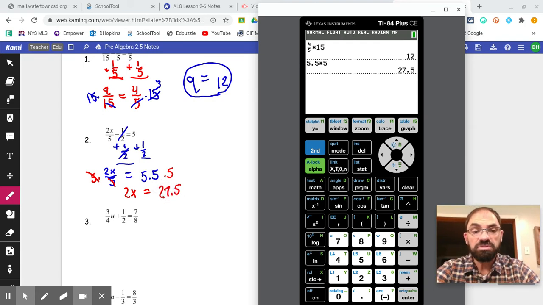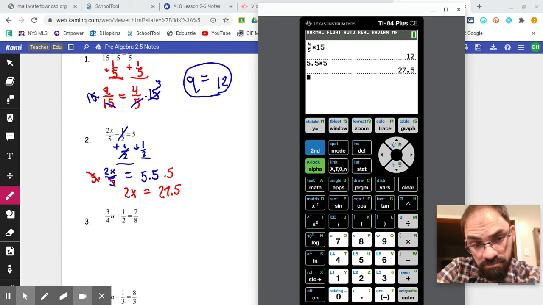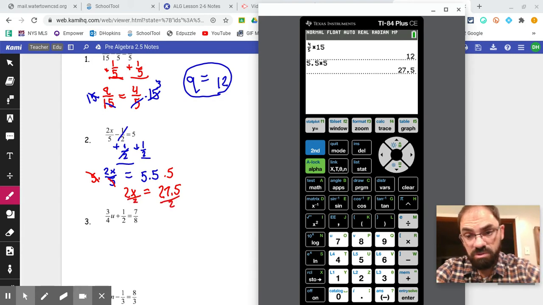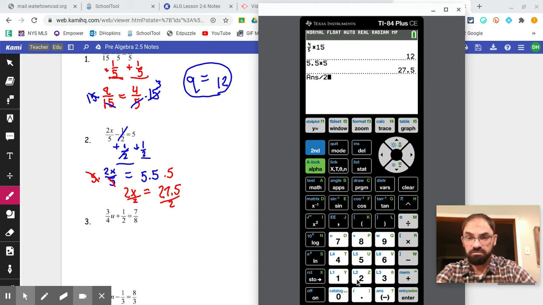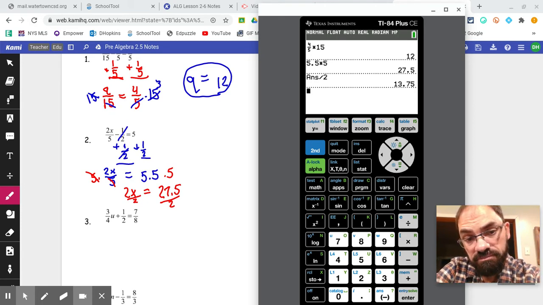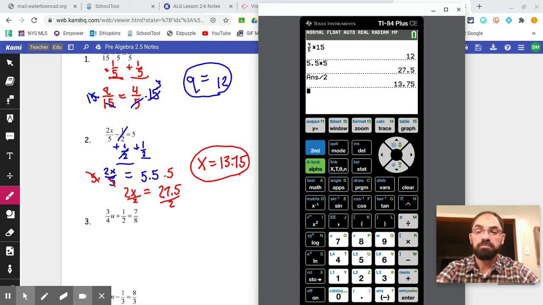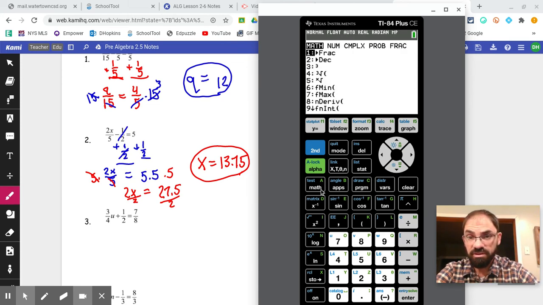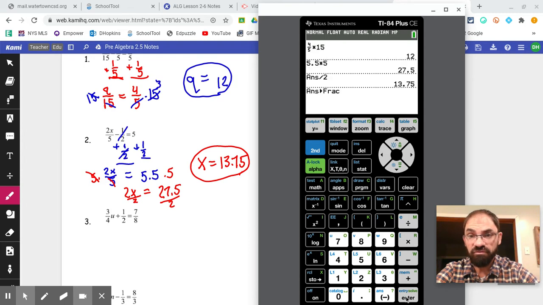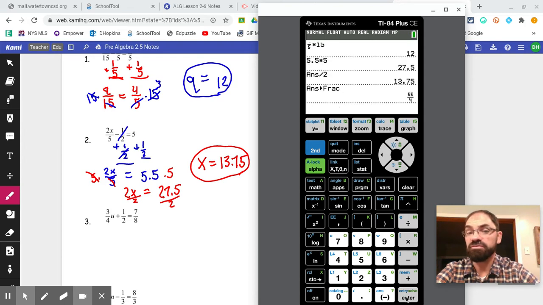And I want to divide both sides by 2. So if I divide that by 2, I get 13.75. As a fraction, if I hit the math button and number 1, I can turn that into a fraction. It is 55 over 4. So either one of those two answers is correct.